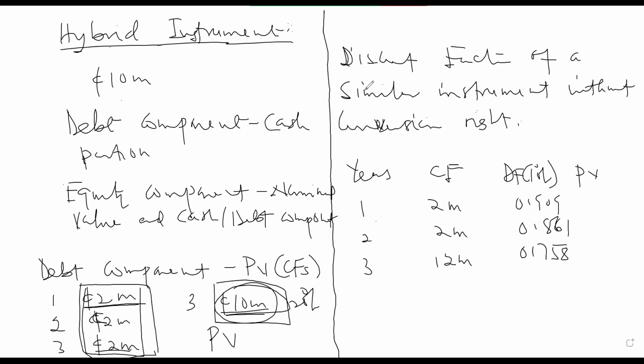The separation is we find the debt component, which is the present value of all the cash flows that will be paid to the debt holders.